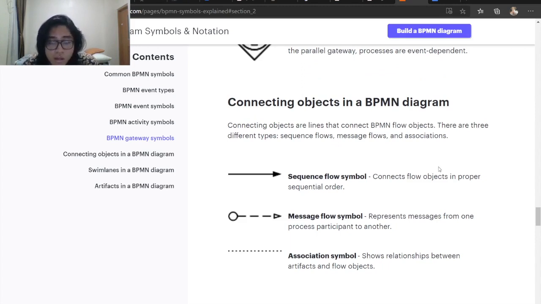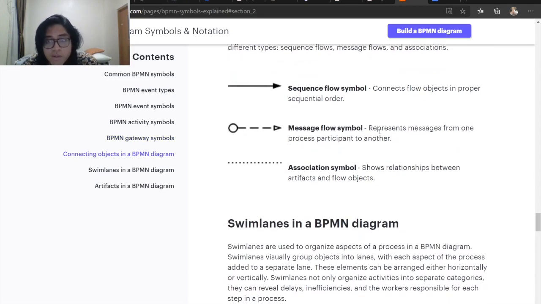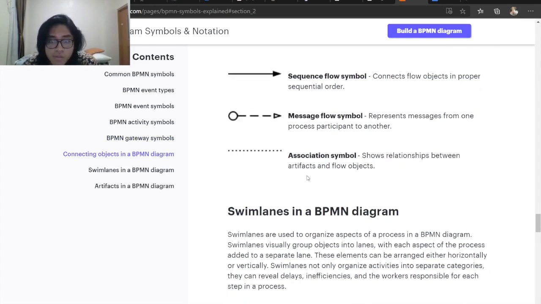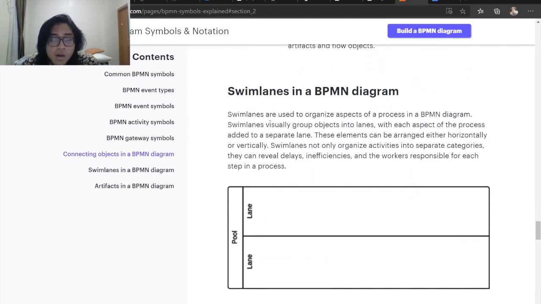Sequence will connect flow objects in proper sequential order. The message represents a message from one process participant to another, and the association symbol shows the relationship between an artifact and a flow object. And to use those activities and to draw those diagram symbols, we need to put them in the same location. That's where swim lanes are needed. Swim lanes are used to organize aspects of the process in BPMN diagrams.